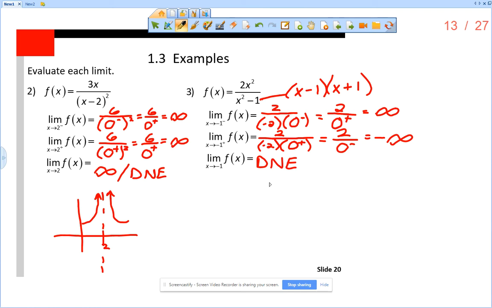So graphically speaking, what must that mean? Well, at negative 1 there is an asymptote once again. From the left, we're approaching positive infinity, so we must be going up here. And then from the right, we're approaching negative infinity, so we must be going down there.